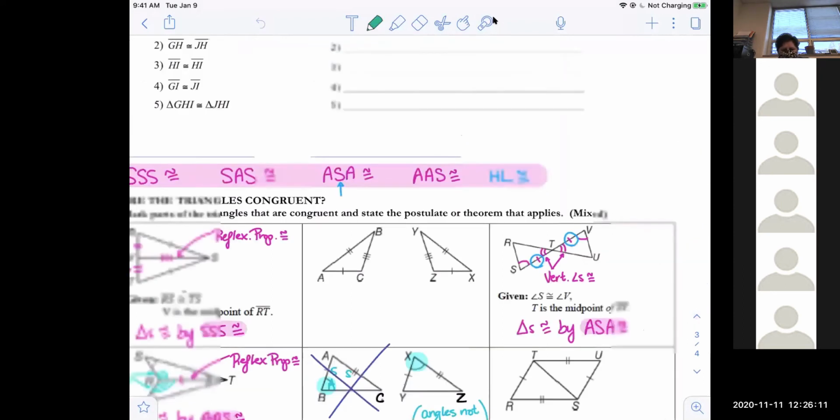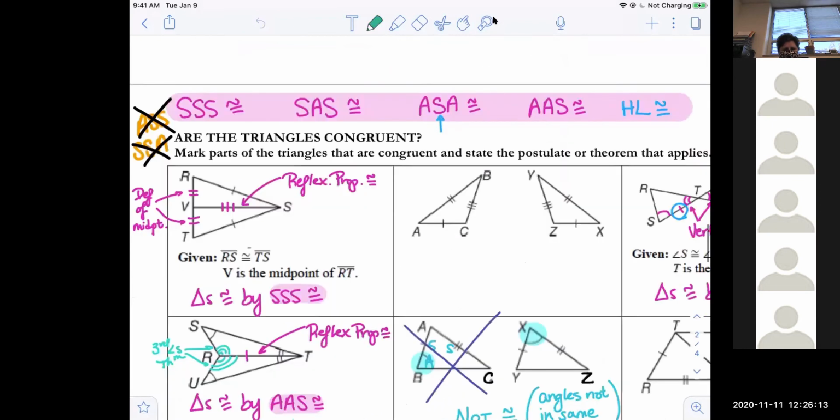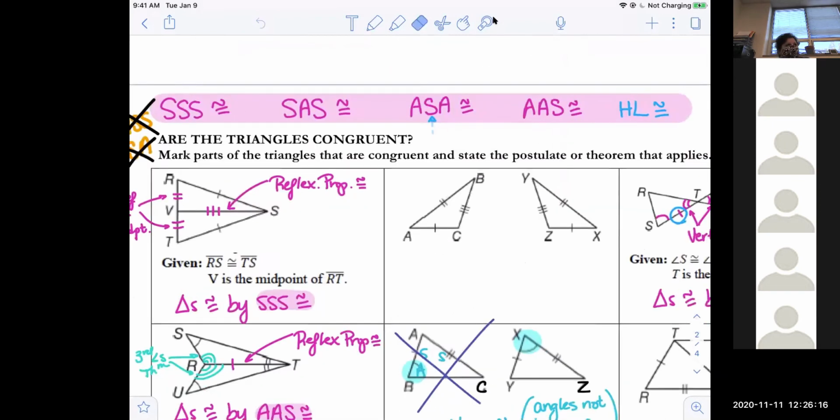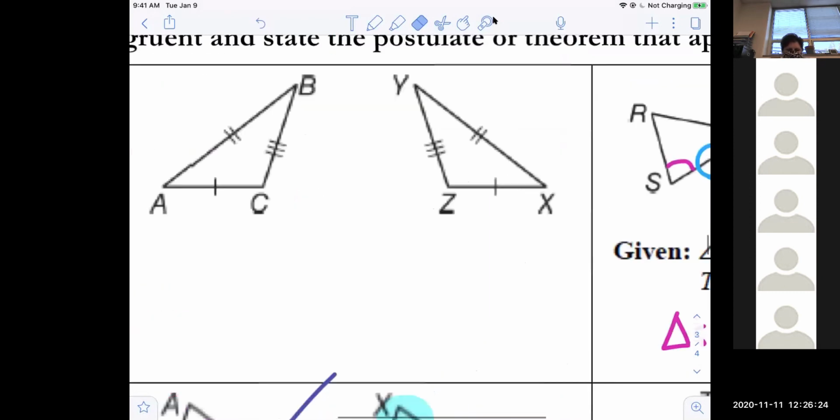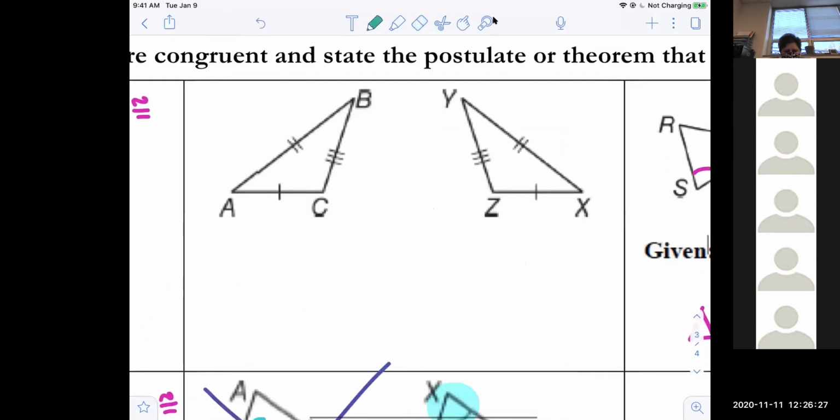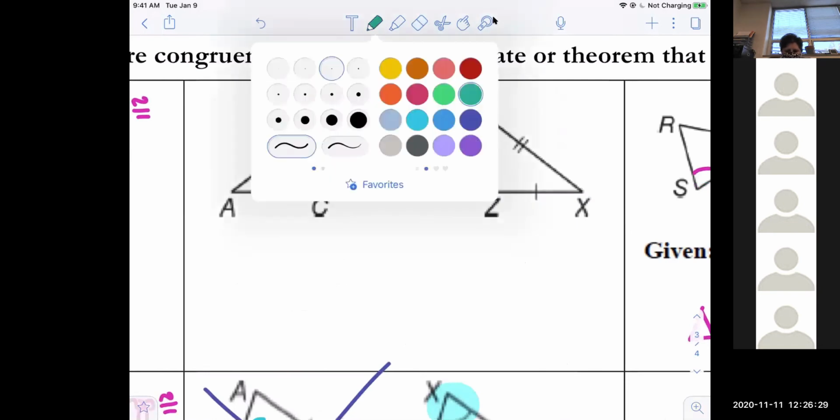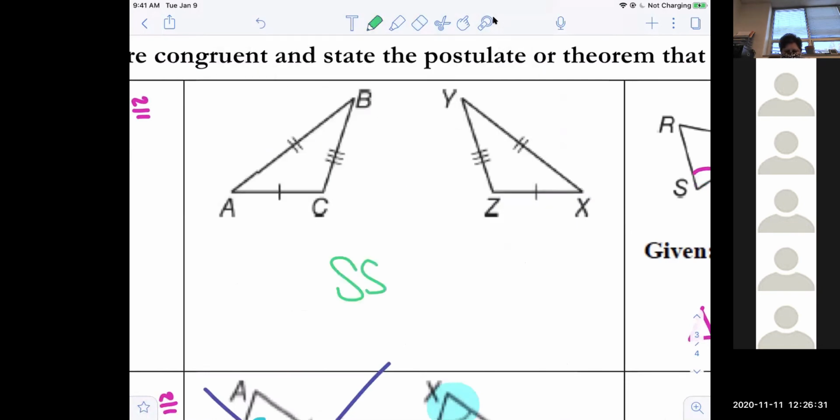I know why. Here's your options. Side, side, side. Side, side, side should be the simplest one. Okay, so if you have all the sides marked, there's not even anything to do. Side, side, side.